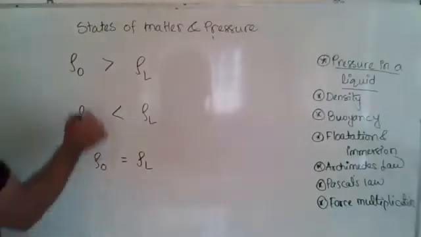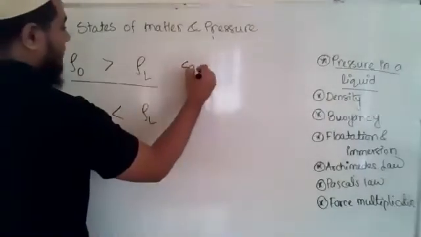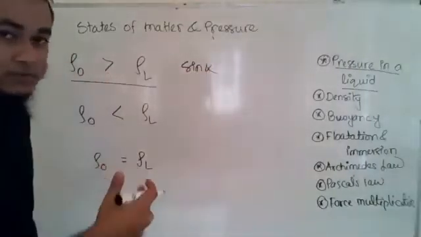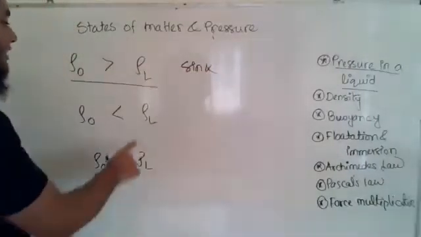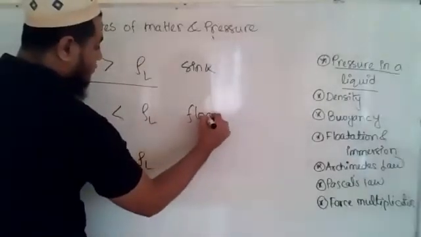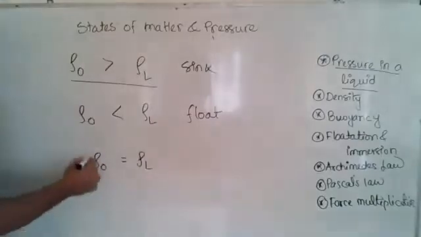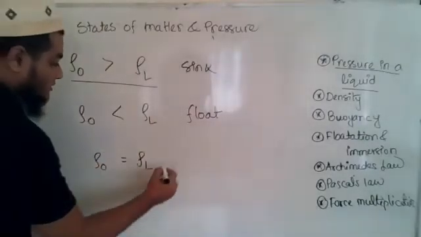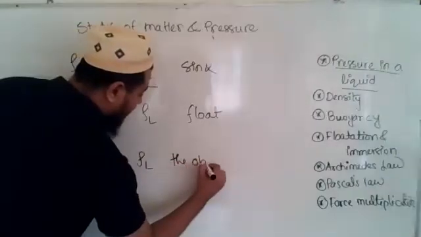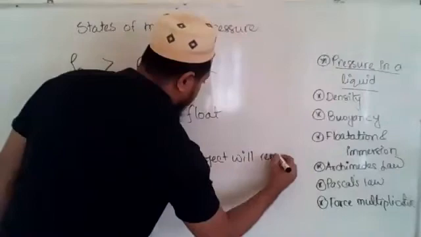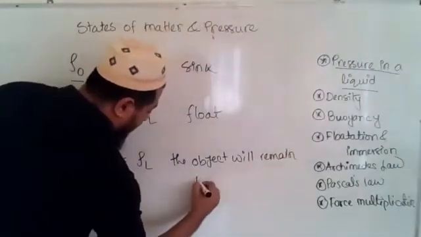So what will happen? If the density of the object is higher, the body will sink. If the density of the liquid is higher than the object, the body will float. And if the object density and the liquid density are equal, that means the object will remain where it is left.